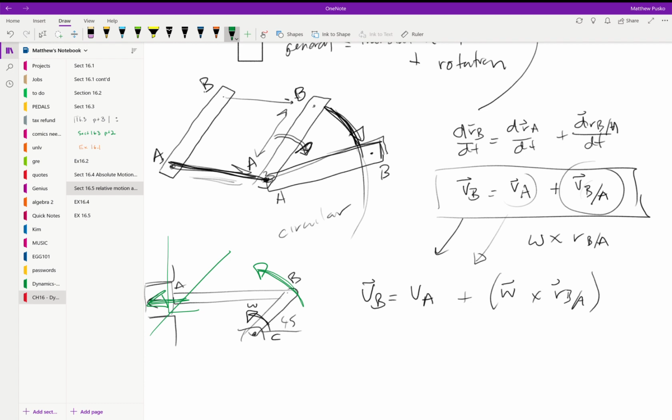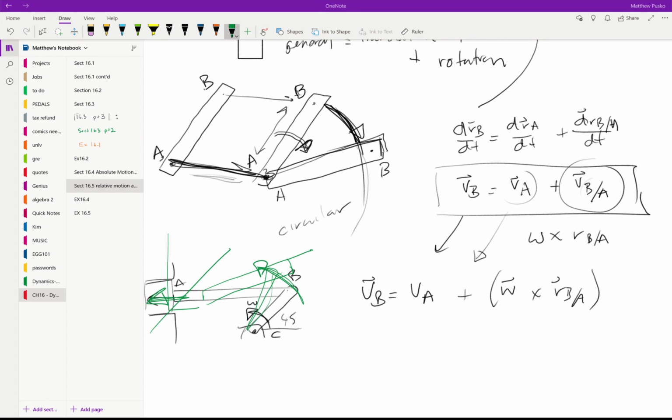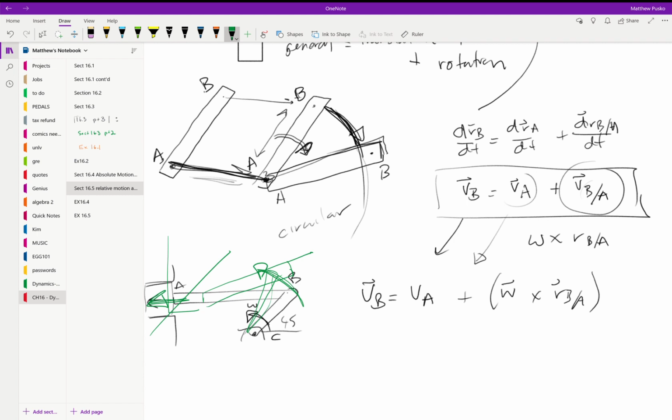And as A moves in and out, let's say A came out to here, B would be up at a higher position, right? So we get a rotation also.